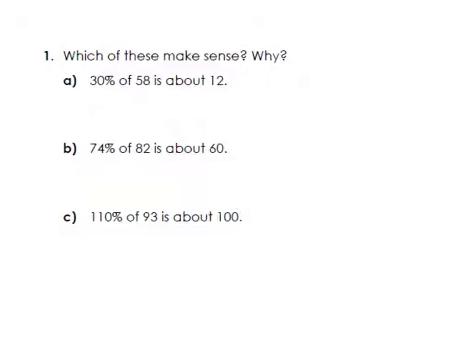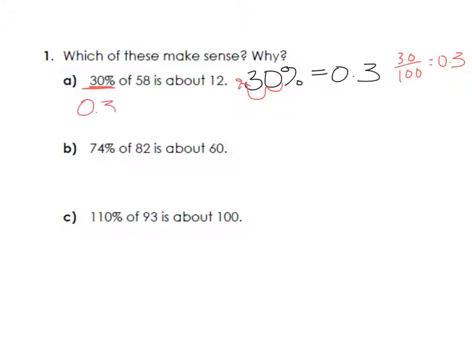To find the percentage of a number, we take the percent and convert it into a decimal. So 30% equals 0.3. I do that by moving the decimal over 2 times, or by doing 30 divided by 100, which also gives 0.3. If you're ever not sure what the percentage is as a decimal, either move the decimal over twice to the left or divide by 100. Once you've got the decimal, do 0.3 times the number you're finding a percentage of, in this case 58. If you do 0.3 times 58, you get 17.4. So this does not make sense, and you've shown why in your calculation.